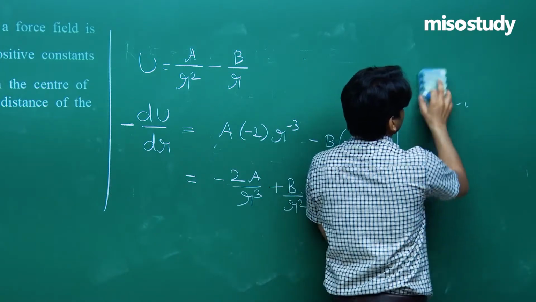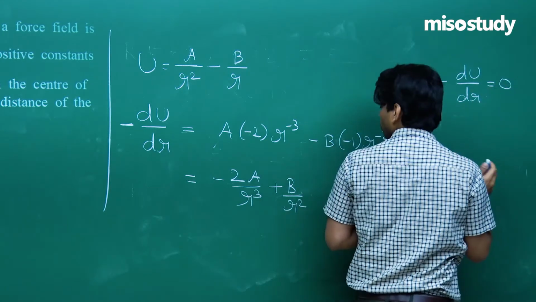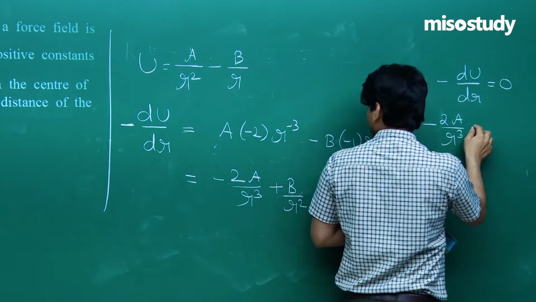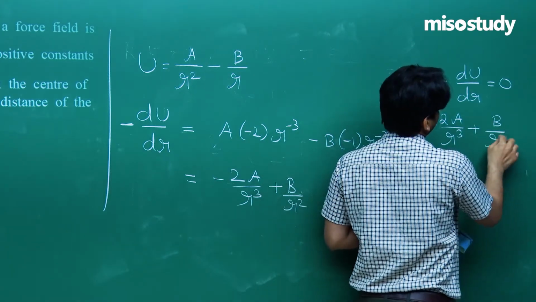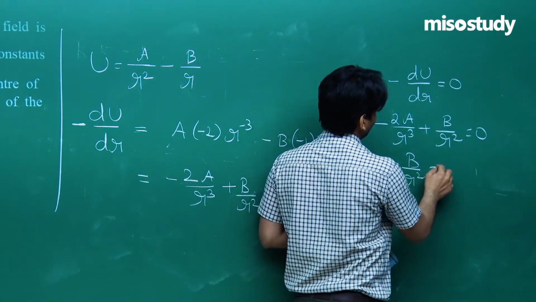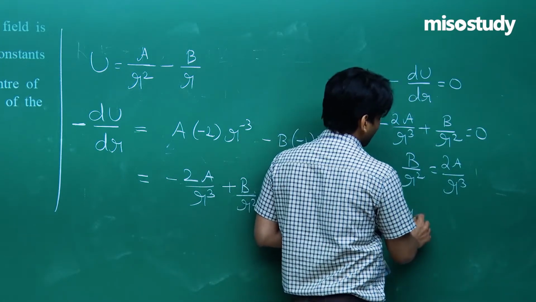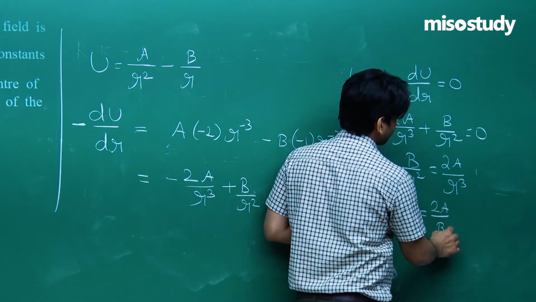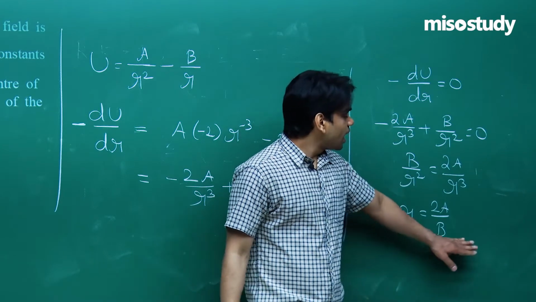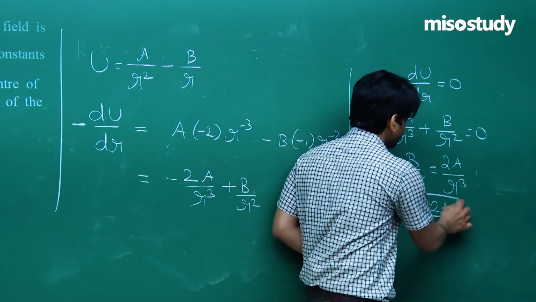So minus dU by dR equal to 0 turns out to be minus 2A by R cube plus B by R square, and that has to be 0. So B by R square will be equal to 2A by R cube. If you simplify this, you will get R equal to 2A by B. That is, at R equals 2A by B, the rate of change of potential energy is 0, and that is the point of equilibrium, here a stable equilibrium. So R equals 2A by B.